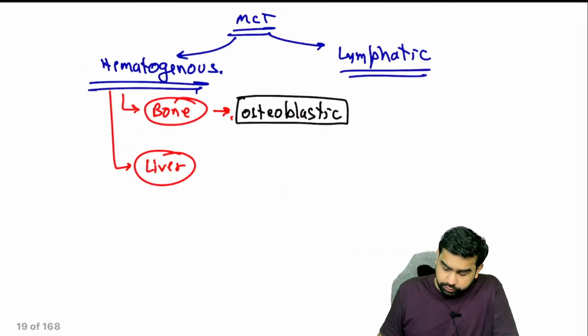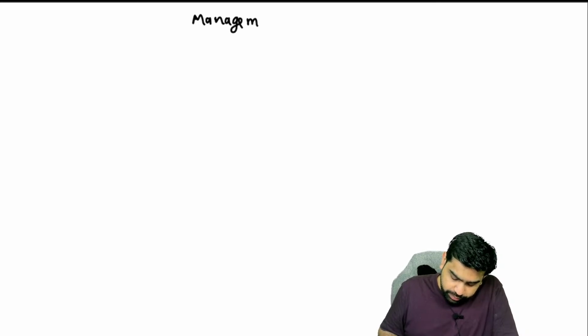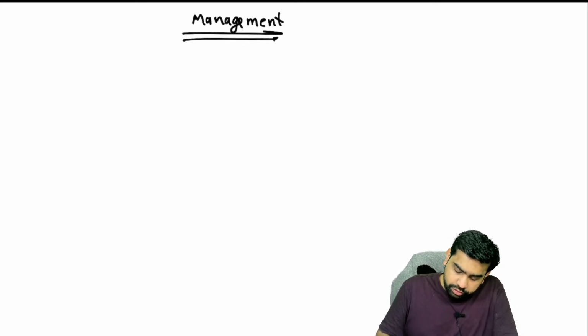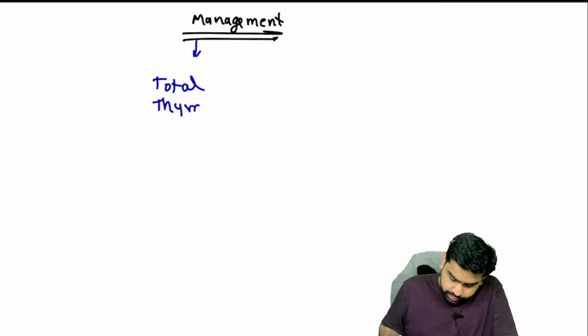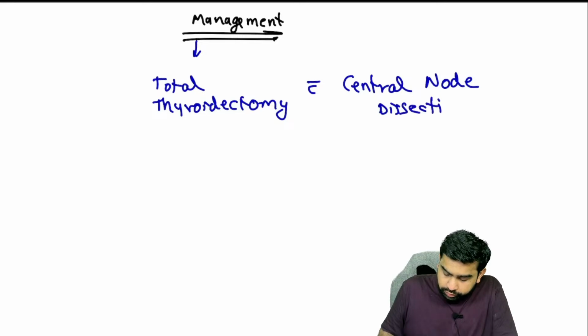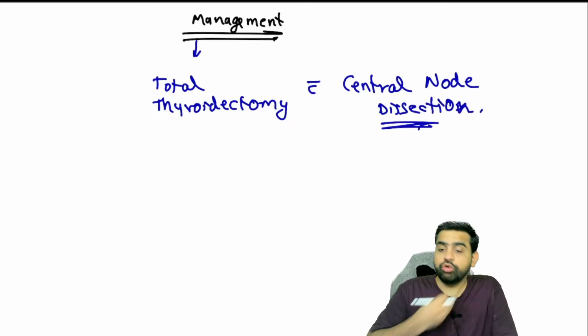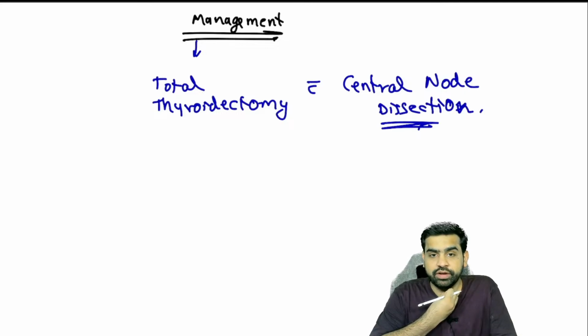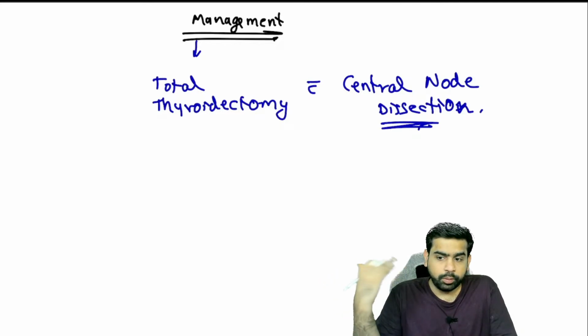Okay, now what about the management? In the medullary carcinoma of thyroid, what is so special about the management? Please understand, the management of patients with medullary carcinoma of thyroid is that you have to perform a total thyroidectomy with central node dissection. The central node has to be removed in every individual, and if this central node is positive, then you go ahead and perform a modified radical neck dissection.